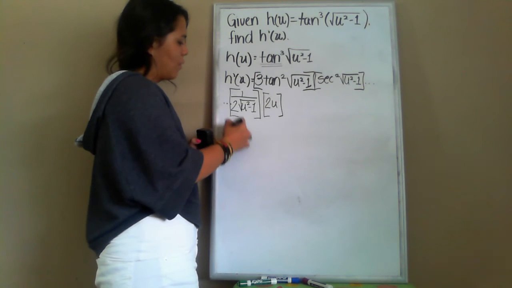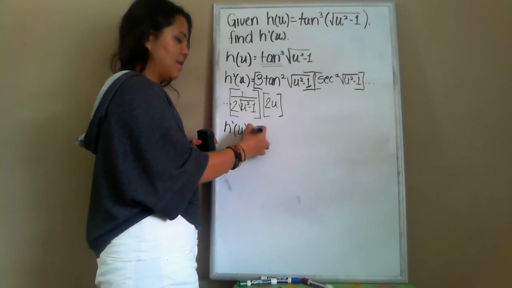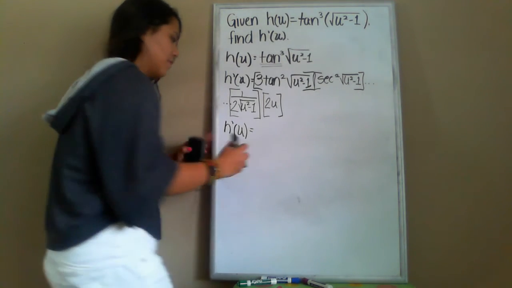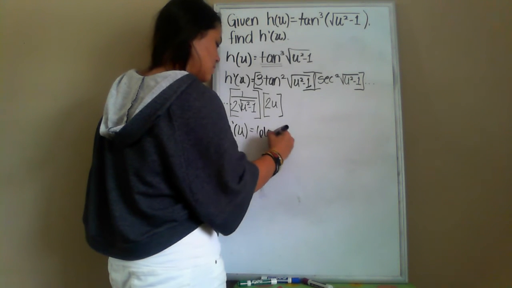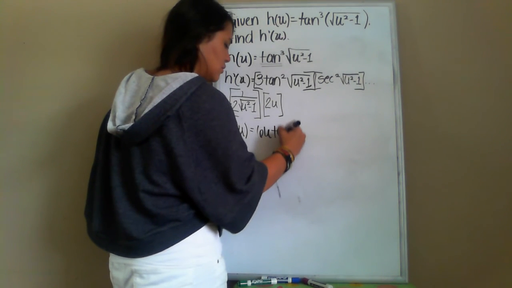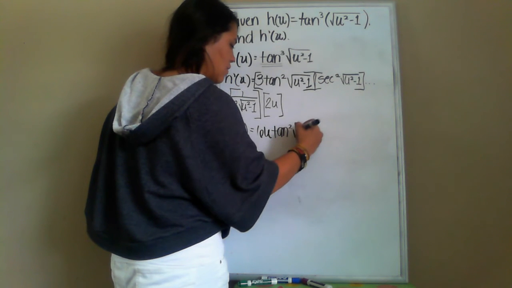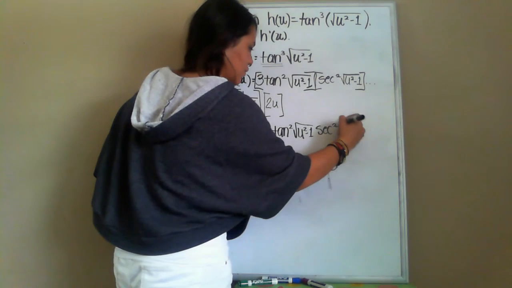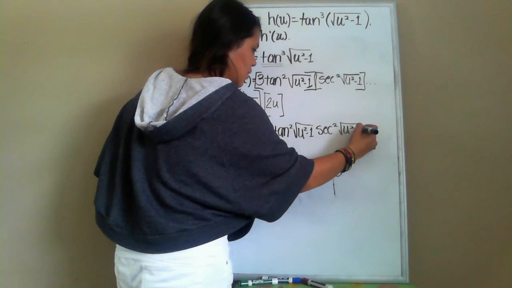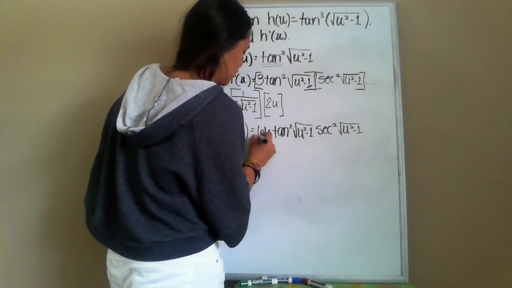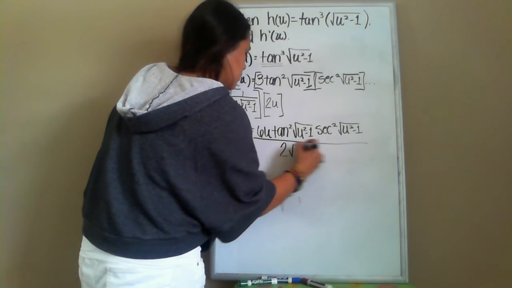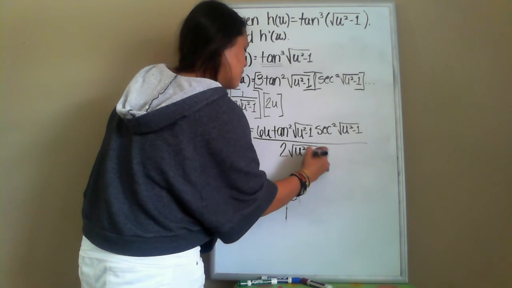So now what we have left, we multiply it and simplify. So I'm just going to multiply everything together first. So you have 6u times tangent squared of the square root of u squared minus 1 times secant squared of the square root of u squared minus 1, and this would all be over 2 times the square root of u squared minus 1.